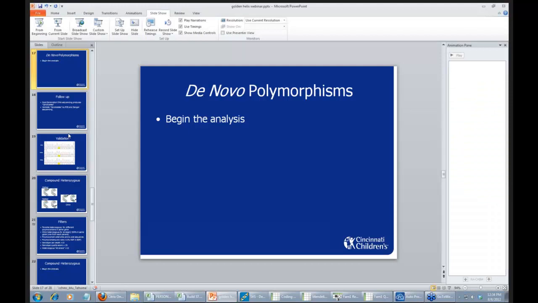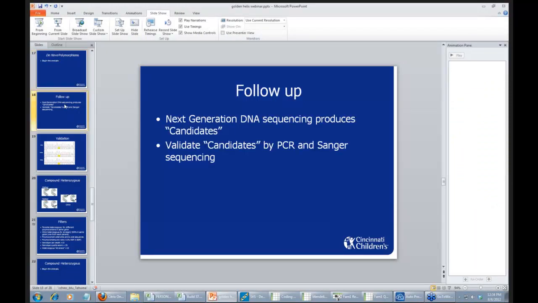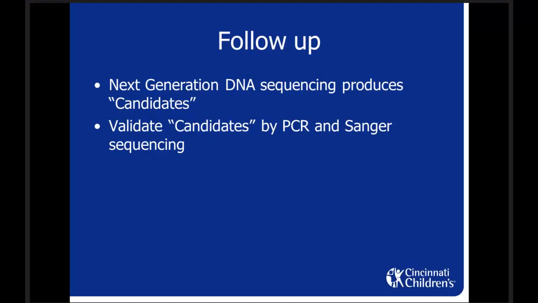And so one of the things I'd like to really stress is that what we're doing is identifying candidates. We think it's very, very important that these have to be validated. And the approach that we're using to do this is by using PCR to amplify the region that contains the candidate in the child as well as the parents, and then using Sanger sequencing to validate it by another method.